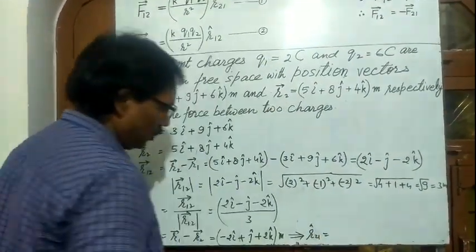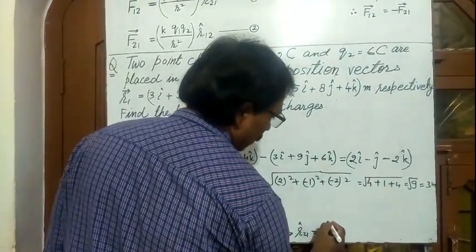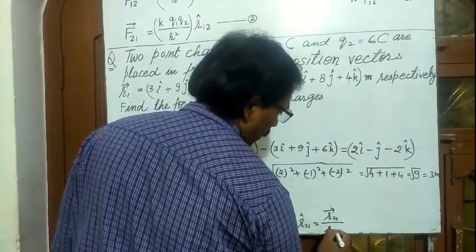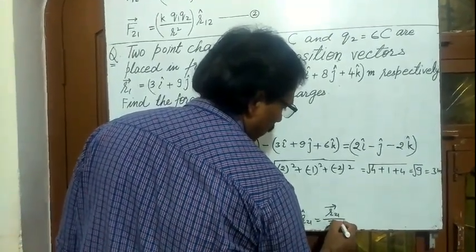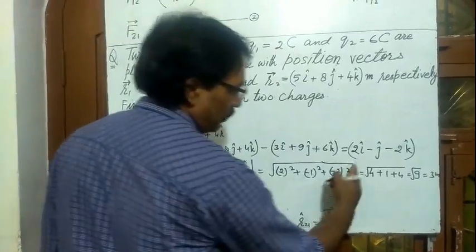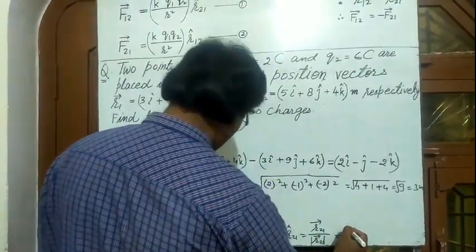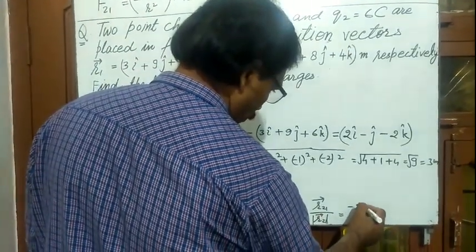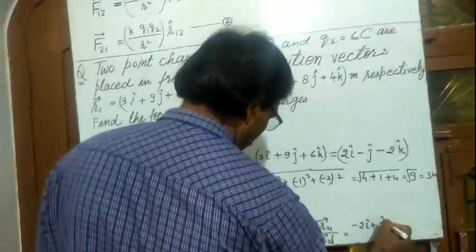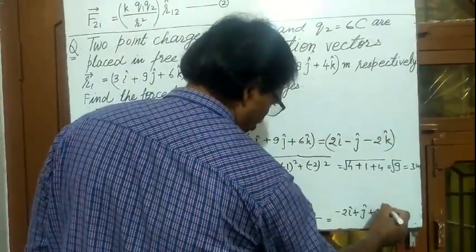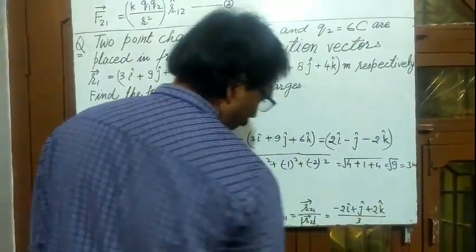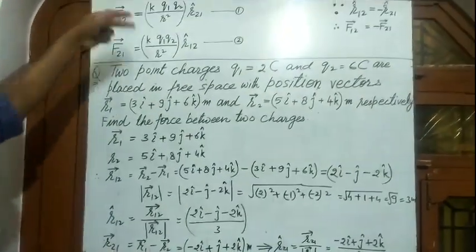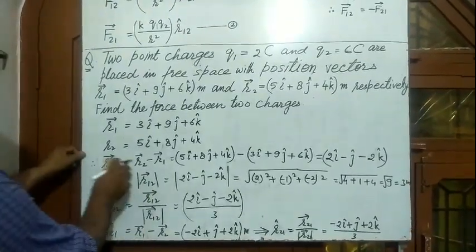This implies that the unit vector R21 cap will be how much? It will be again vector R21 divided by mod R21, which is minus 2 i cap plus j cap plus 2 k cap divided by 3. Clear? So we have got these two unit vectors, in the direction of F12 and F21. Now we will find the force.